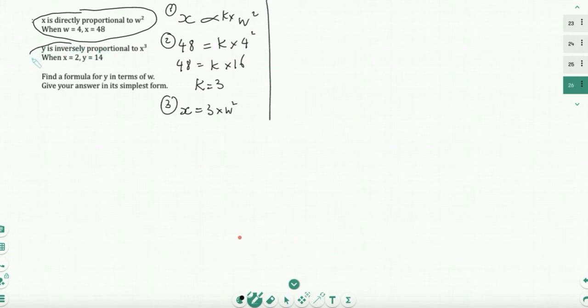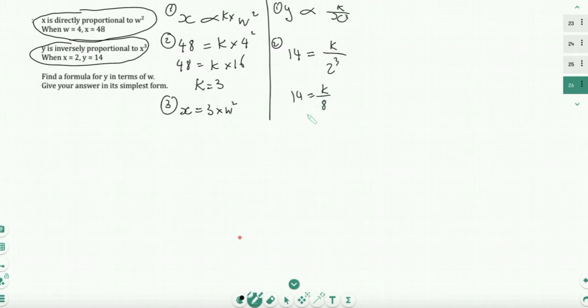Cool. Let's make a formula for these two terms. So Y is inversely proportional to X cubed. So let's find our K value. Y is 14, so 14 is equal to K over X cubed. Well, X is 2, so 2 cubed. So 14 equals K over 8.